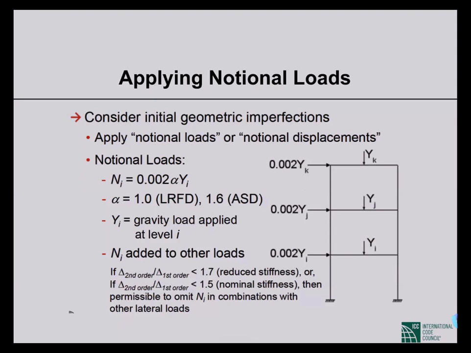If these sway ratios are more than these limiting values, then we have to add these notional loads with other lateral loads. So if we have wind load, earthquake load, whatever lateral load, we have to add this 0.002 Yi if the sway ratio is more than these limiting values. So that is very important.